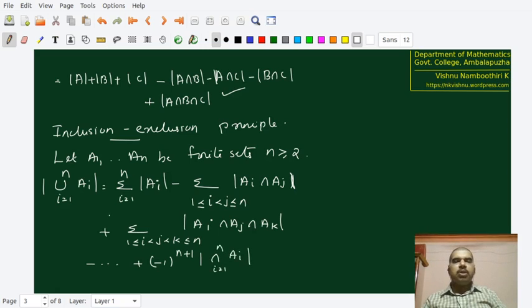This is known as inclusion exclusion principle, basically because we are including the cardinalities of all Ai first. Including means adding. Then we are excluding the cardinalities of pairwise intersections. Then we are including the cardinalities of intersection of three sets. Then we are again excluding, and we are keeping on doing like this. And finally, we are getting the total sum. This is known as inclusion exclusion principle.